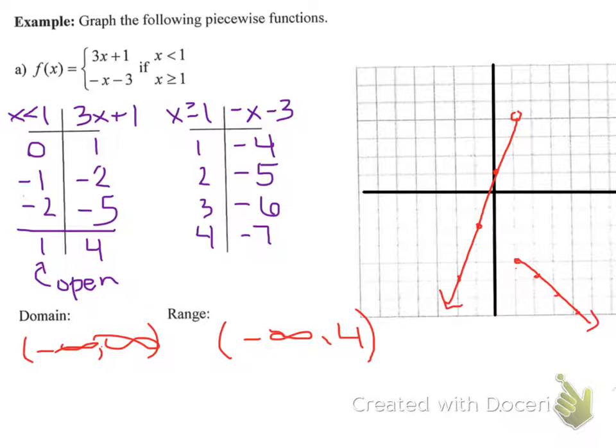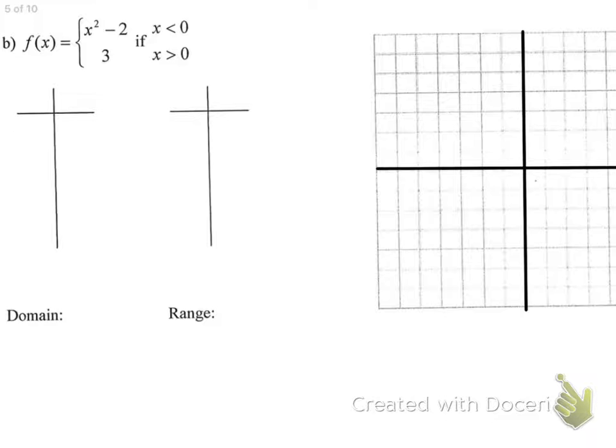All right, so let's go through one more together. So we're going to set up our chart. So for the left chart, we'll say x is less than 0. And when x is less than 0, we use x squared minus 2. For the other chart, when x is greater than 0, we use the y value of 3. So on both t-charts respectively, we need to use the value of 0 because I need to know where the open dots go on both charts.